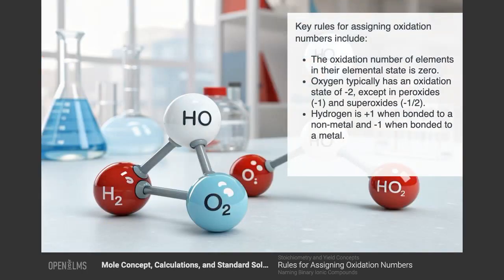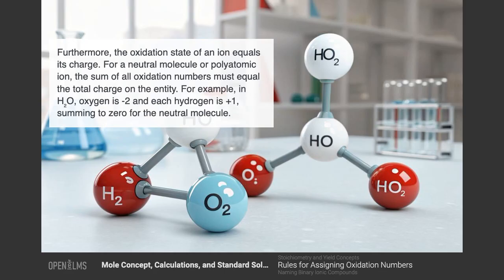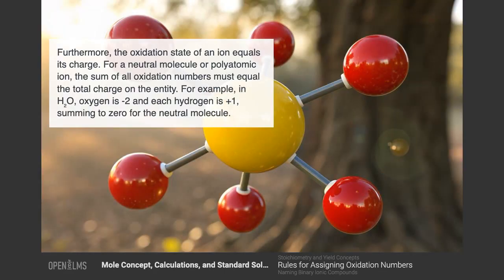Key rules for assigning oxidation numbers include: the oxidation number of elements in their elemental state is 0. Oxygen typically has an oxidation state of -2, except in peroxides (-1) and superoxides (-1/2). Hydrogen is +1 when bonded to a nonmetal and -1 when bonded to a metal. Furthermore, the oxidation state of an ion equals its charge. For a neutral molecule or polyatomic ion, the sum of all oxidation numbers must equal the total charge on the entity. For example, in H2O, oxygen is -2 and each hydrogen is +1, summing to 0 for the neutral molecule.